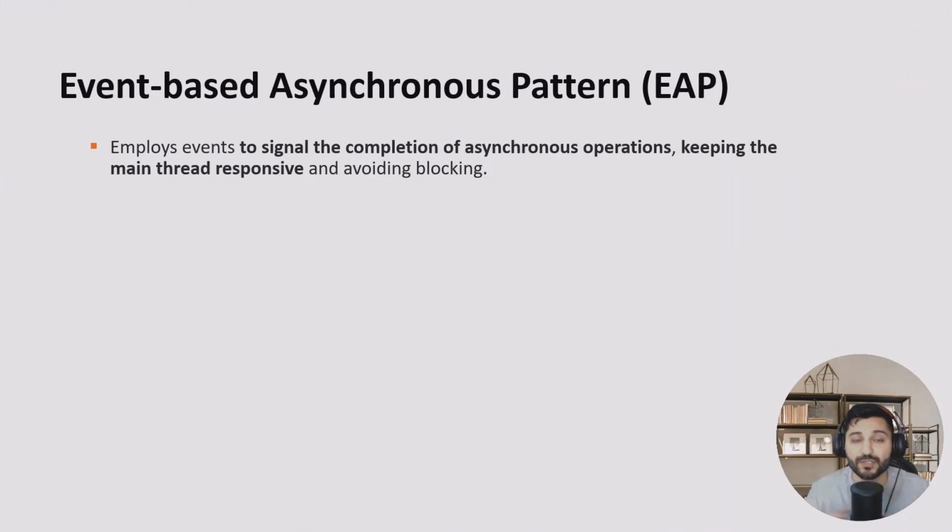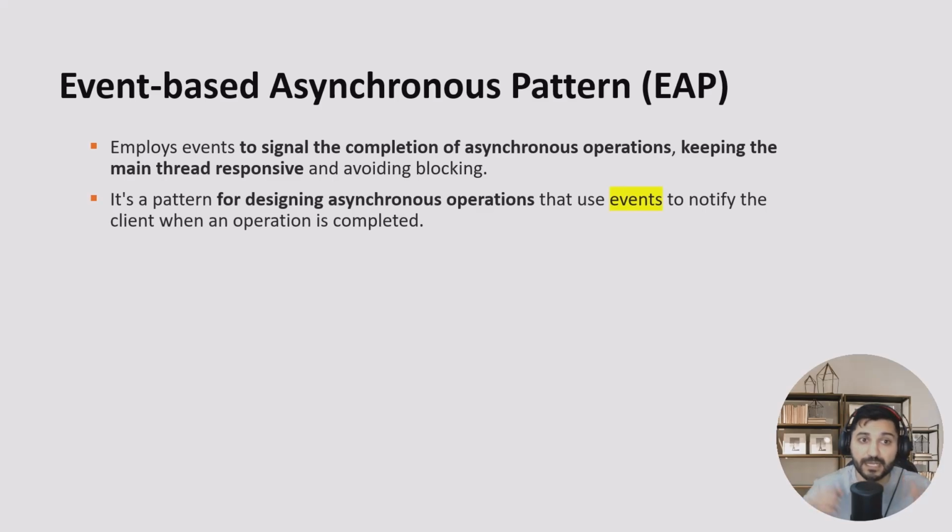Let's talk about the event-based asynchronous pattern. This pattern was introduced in .NET version 2 after the asynchronous programming model that was introduced in .NET version 1. The event-based asynchronous pattern employs events to signal the completion of asynchronous operations, keeping the main thread responsive and avoiding blocking. It is a pattern for designing asynchronous operations that uses events to notify the client when an operation is completed. So there is some type of event, and we are using this event to get a response to know what happened at the end from the operation side.